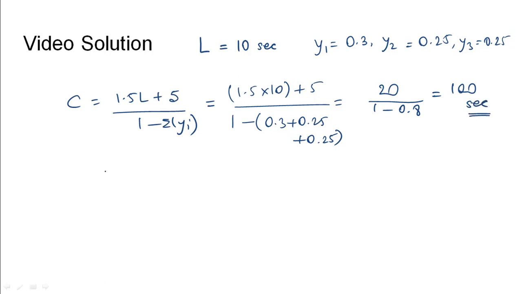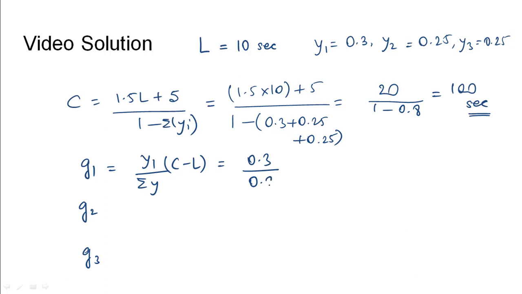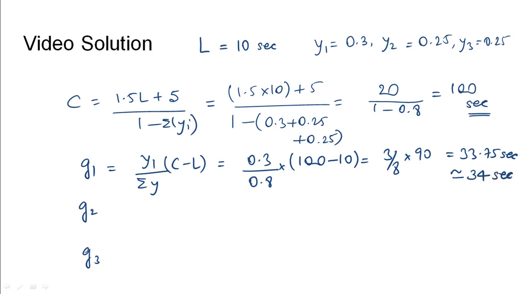cycle time. Now we need the individual green times, that are G1, G2 and G3. So G1 would be Y1 by summation Y into C minus L. So this would be 0.3 divided by summation Y, that is 0.8, into cycle time, that is 100 minus 10. So this would turn out to be 3 by 8 into 90, which is 33.75 seconds. So the question instructs to find the green times rounded off to the nearest integer. So this can be rounded off to 34 seconds.